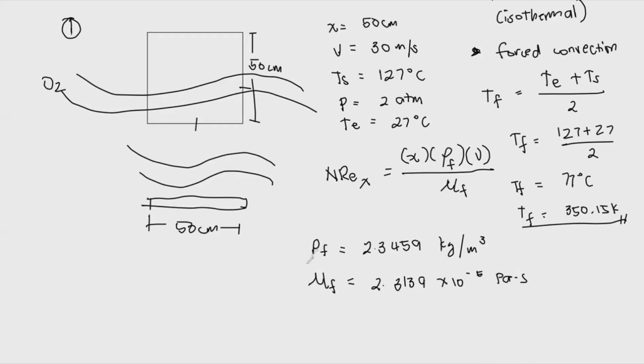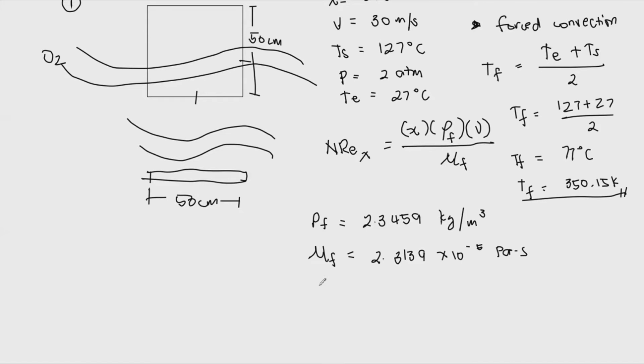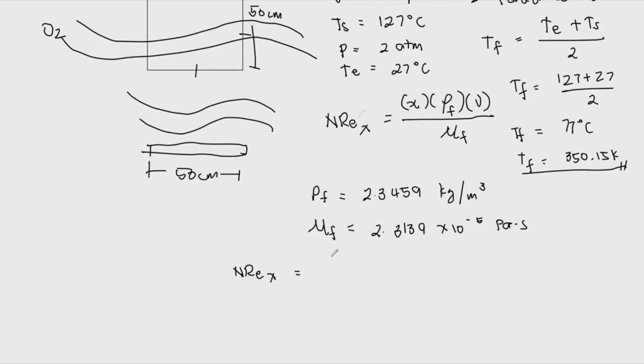Now, since we already have the density at the film and the viscosity at the film, we can now solve for the Reynolds number along the X region. So in this case, I'll just be substituting the value. X will be 50 centimeter, which is equal to 0.5 meters. So we have 0.5 meter, and then we multiply it with the density, which is 2.3459 kilogram per cubic meter, and then multiply it with the velocity, which is 30 meter per second. That is the velocity of the fluid.